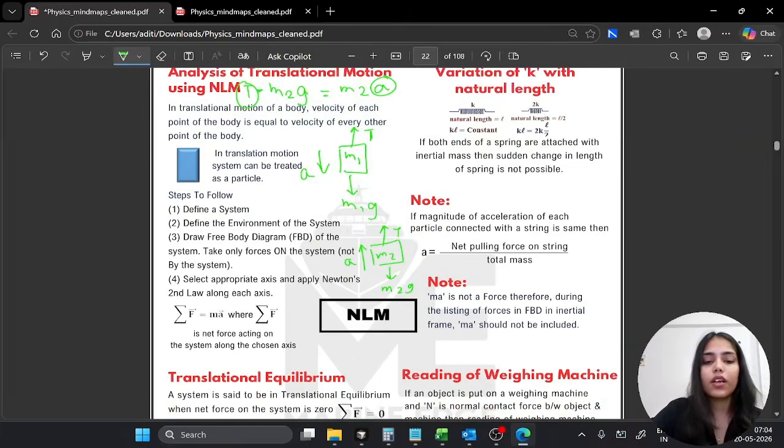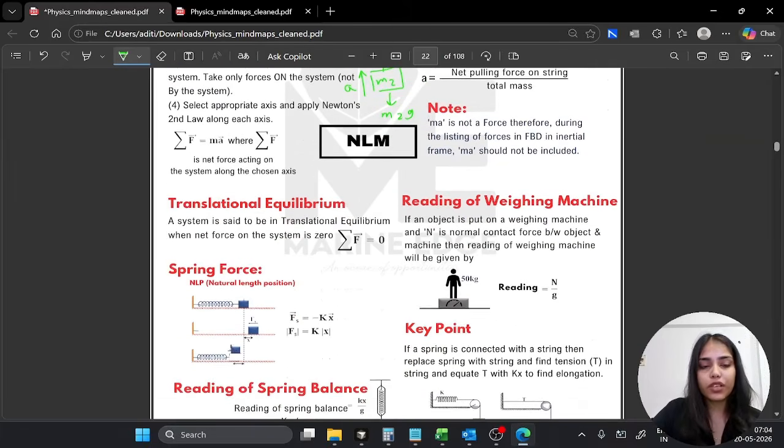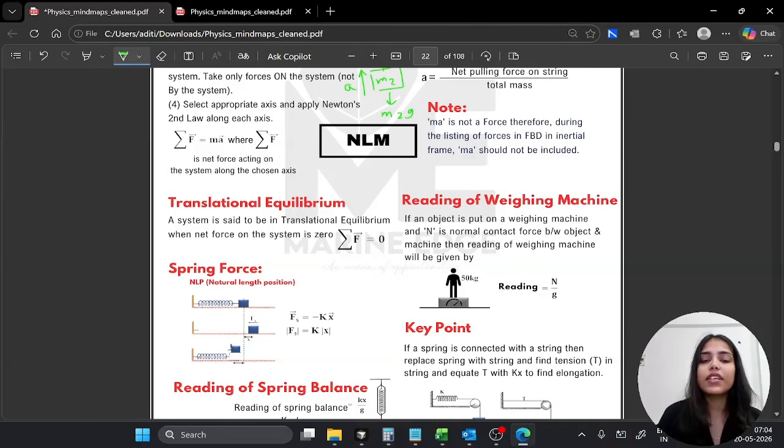Now, next is translational equilibrium. Throughout the system, we say that there is no net force. Net force throughout the system will be 0.